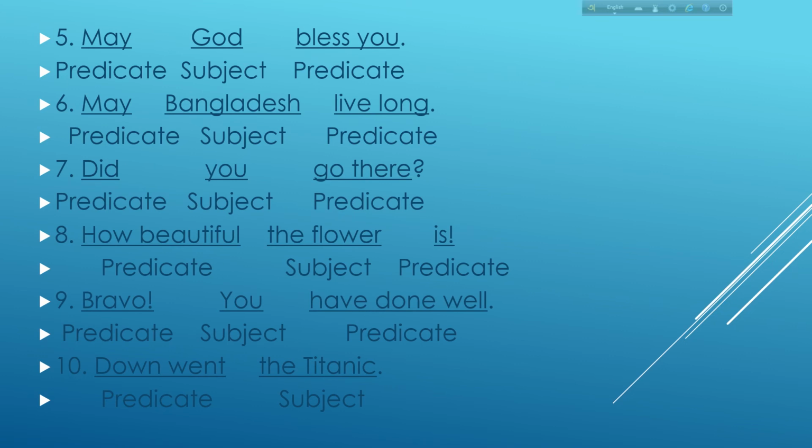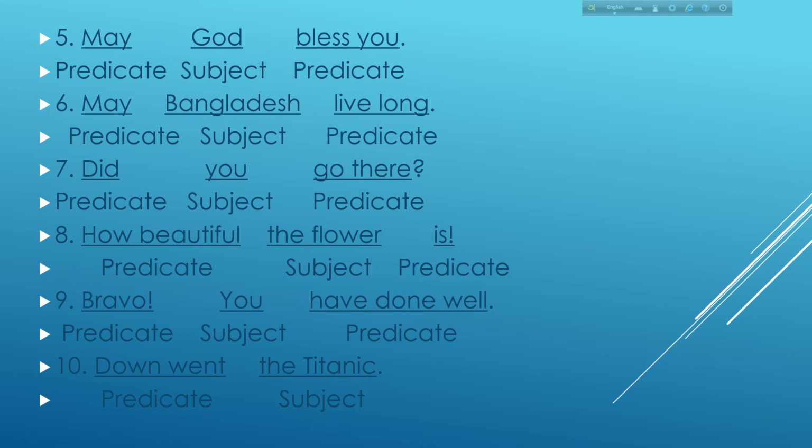Number 5, may God bless you. This is an optative sentence. So may God, the verb comes first, so it should be predicate, but God is the subject. So God is the subject, and may and bless you are part of the predicate. Number 6, may Bangladesh live long. So Bangladesh is the subject and the rest of the words are predicate. Number 7, interrogative sentence. Did you go there? Did you, the verb comes first, so you is the subject and the rest of the words are predicate.